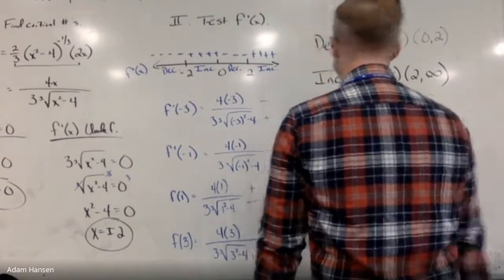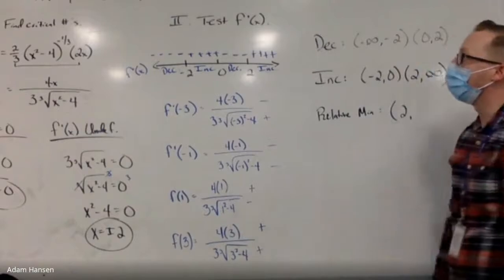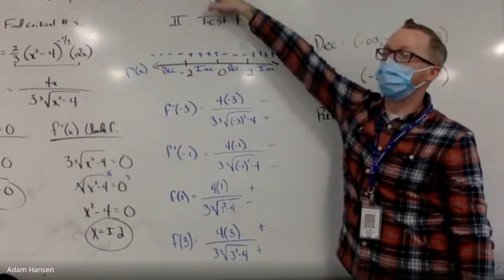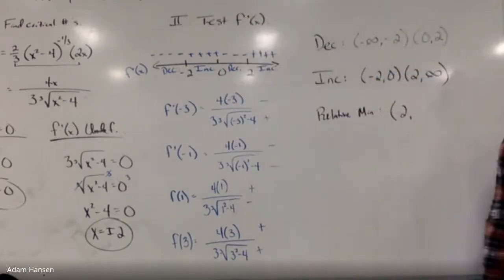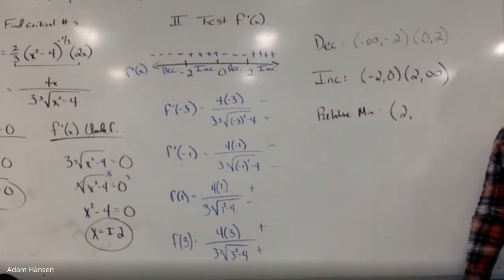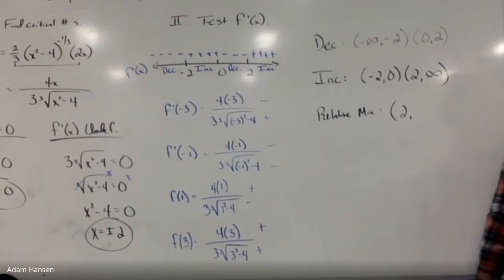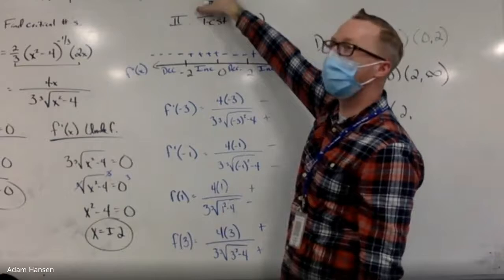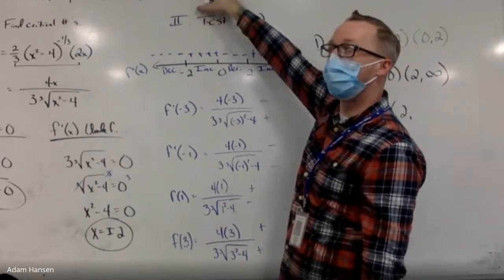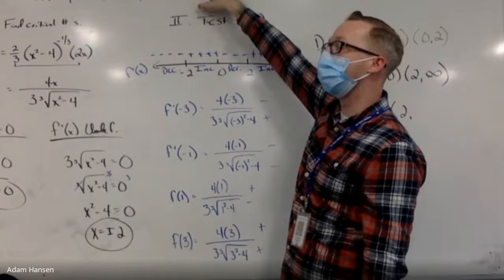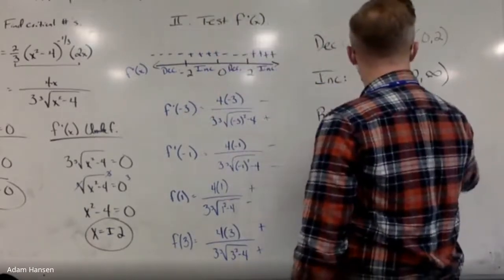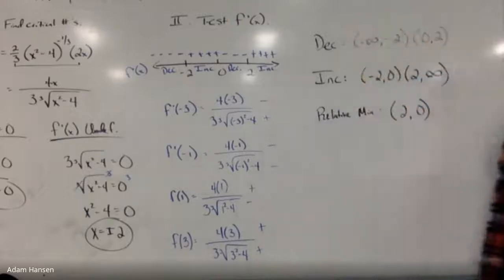at 2 comma something. Let's find that minimum value by plugging 2 back into the original function. X equals 2 produces a minimum value for this original function. So 2 squared minus 4, that's 4 minus 4, or 0. 0 to the 2/3 should be 0. There's a minimum at 2, 0.